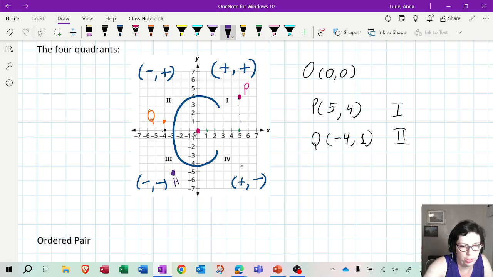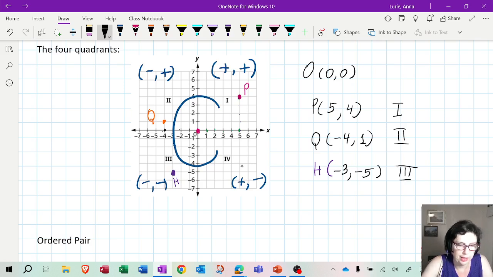So let's call it H. Okay, so what are the coordinates of H? Well, what you had to do was go 3 to the left, right? So that immediately will say, okay, that's -3. And then you went 1, 2, 3, 4, 5 down. So that would be -4. Okay, and this is quadrant 3 because both coordinates are negative.